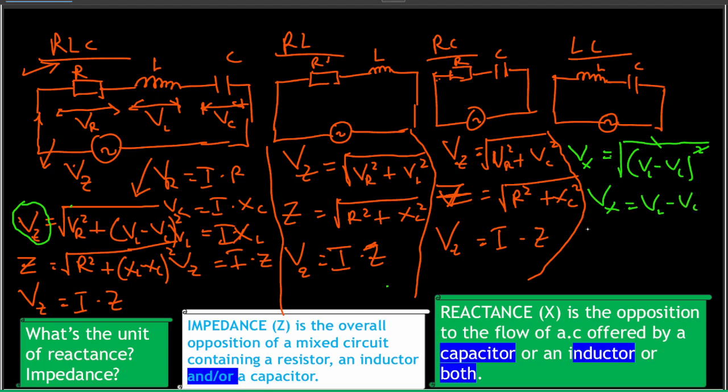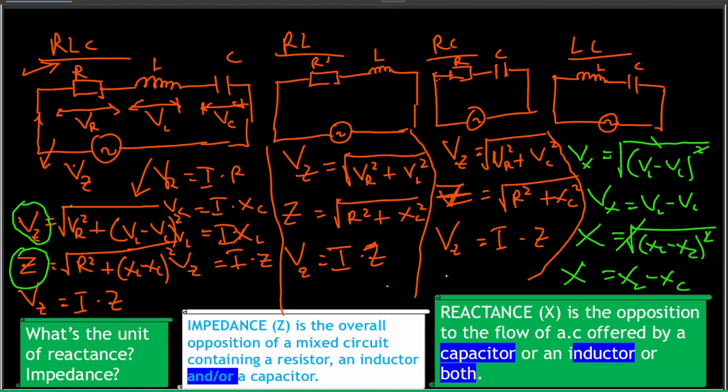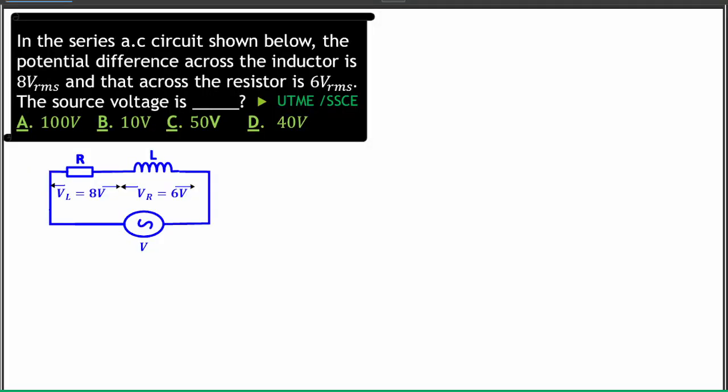Then when it comes to the impedance, instead of Z, we make it X. X will be equal to the square root of (XL minus XC) squared, and the square root sign will cancel this square. And then you have X equal to XL minus XC. Don't worry, I'm going to derive this if we have time. So take note of this.